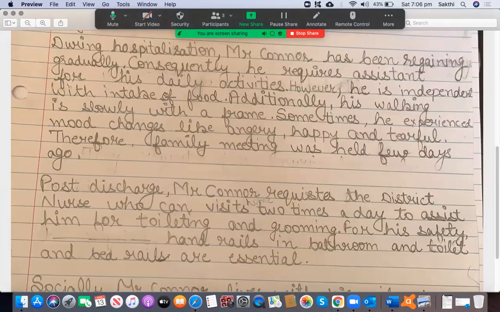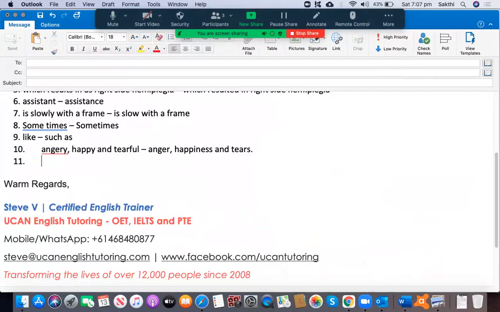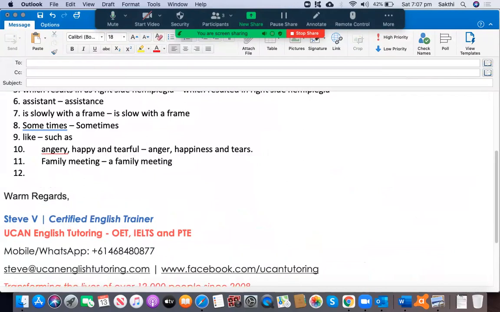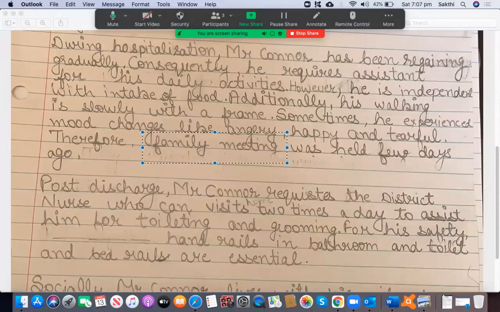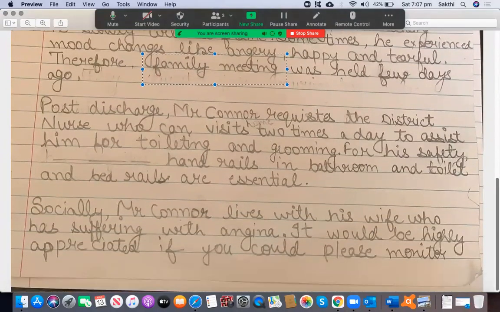Therefore, a family meeting was held a few days ago. Okay, family meeting. Meeting is a countable noun. So you should have used "a family meeting." A family meeting was held. So you should have mentioned "was." A family meeting. Okay. Held a few days ago. That's all right.